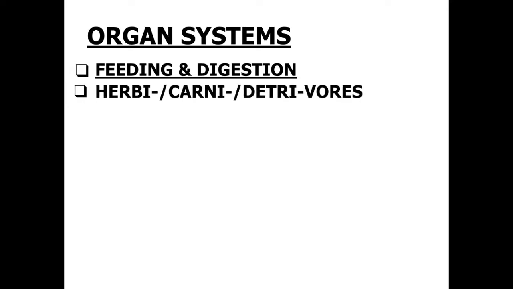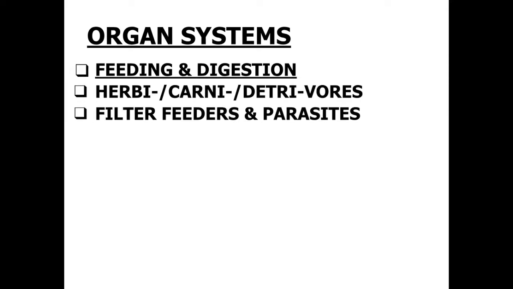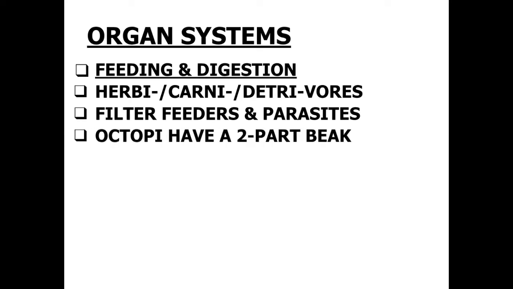Mollusks are the first phylum of animals that we've studied whose members have organ systems. That is, groups of organs working together to perform a specific function. So we're going to go through a few of those. We're going to start with feeding and digestion. Mollusks can be herbivores, carnivores, or detritivores. They can also be filter feeders, and some are parasitic. They also have mouth parts that aid in their feeding.